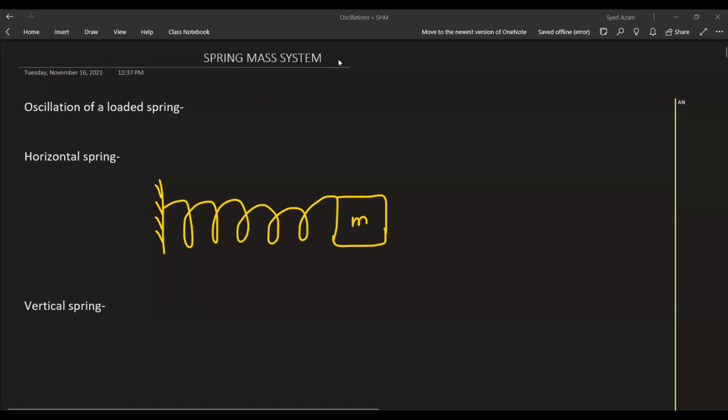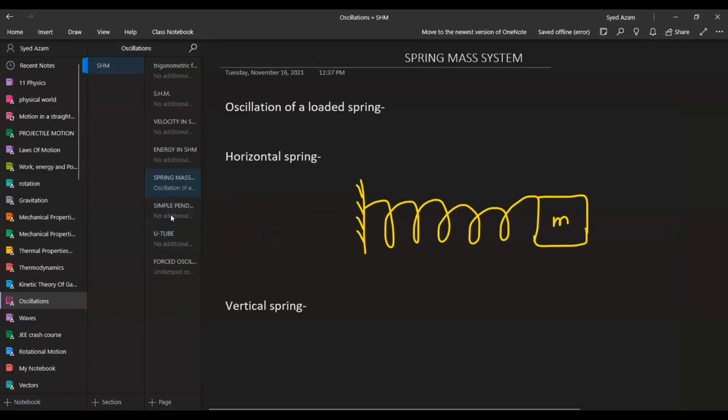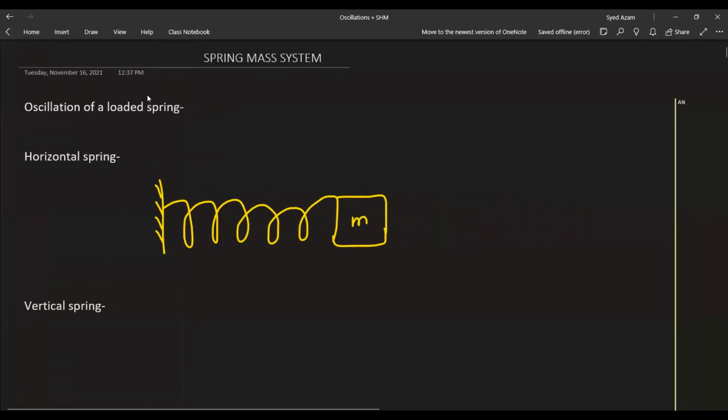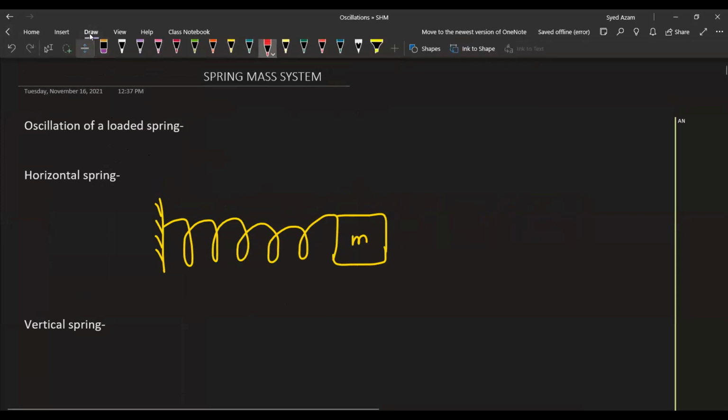Okay, sir. So I was saying that we have two systems in your syllabus. One is spring mass and the other is the simple pendulum. When we're talking about oscillation of a loaded spring, two kinds of arrangements of springs are possible. One is the horizontal one. This is how the horizontal one will be and what will be its mechanism.